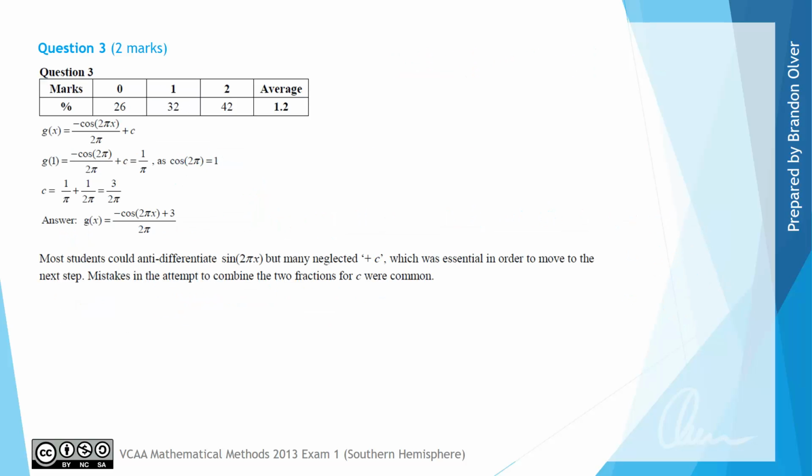From the examiner's report we can see that 42% of students got full marks for that question, and that most students could anti-differentiate sine of 2 pi x, but many neglected the plus c, which was essential in order to move on to the next step. Mistakes in the attempt to combine the two fractions for c were common.